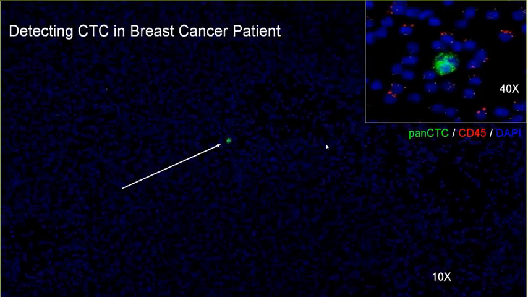Similar to what is seen in chromogenic assays, the CD45 positive cells show punctate red dots, seen in this enlarged image in the upper right-hand panel, while the circulating tumor cell is highlighted by these clusters as well as individual dots shown in green.